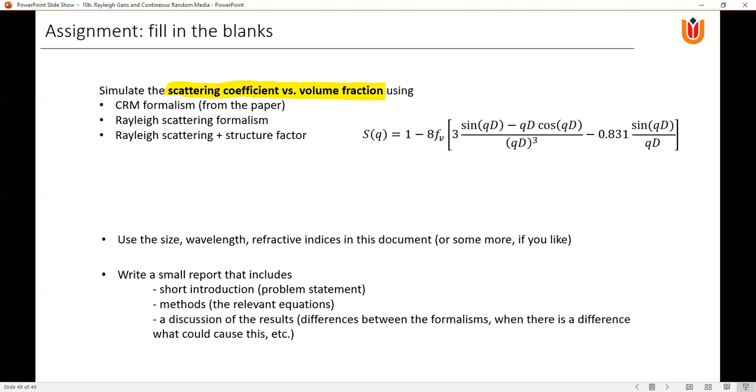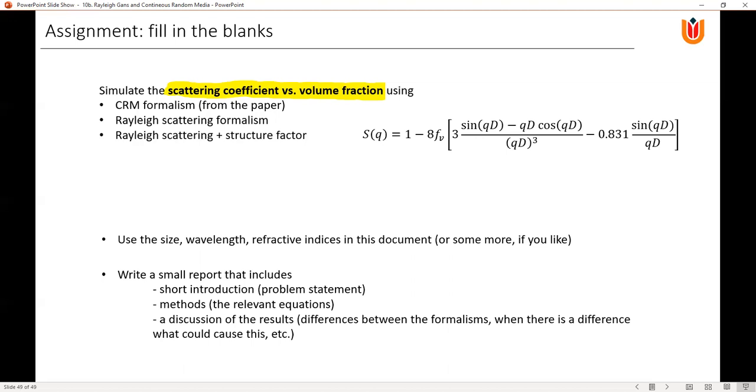So basically the question is, take the size, the wavelength, and the refractive indexes that are in these slides. That will be on Canvas, of course. You can also pick a few yourselves. That is fine with me. And what I would like you to do is, don't make it too big.